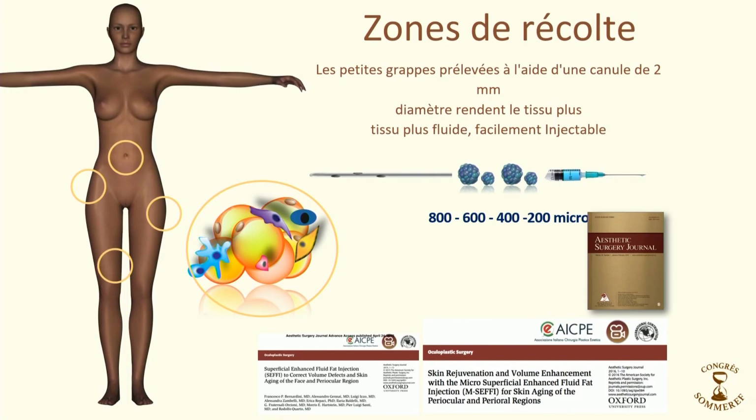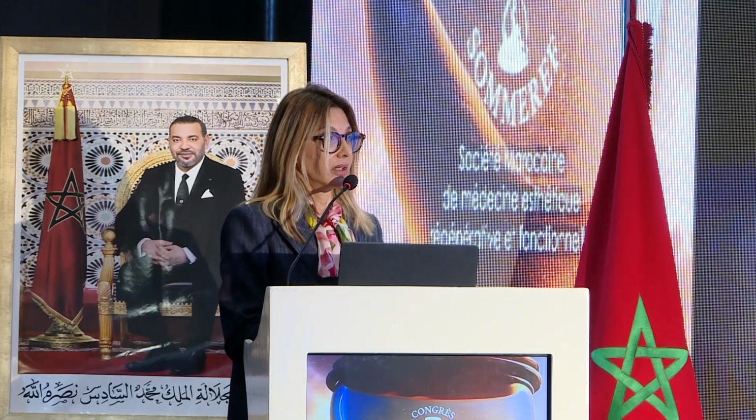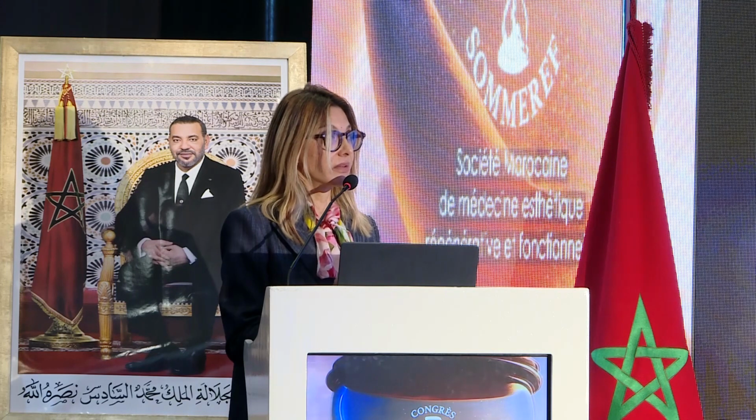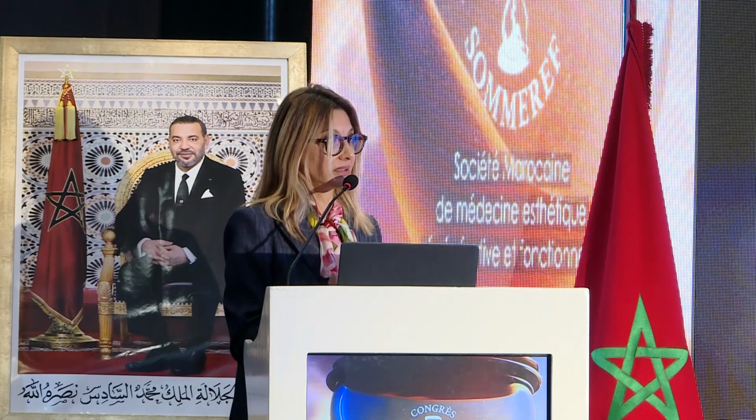We take off the cluster of tissue with a small cannula, 2 millimeters in diameter, and this allows us to make a fluid fat graft that could be injected in different kinds of areas. It depends on the fluidification between the two syringes through which we pass the tissue.